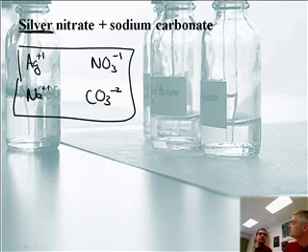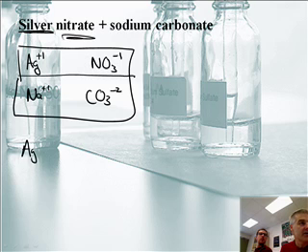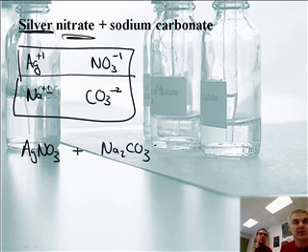Now, in this case, we've got to build the left and the right side. So we're going to put the silver with the nitrate. That puts the top together, and the charges add up. That'll be AgNO3. We'll go back and look at the states at the end. And then we'll do sodium carbonate. That'd be Na2CO3, because of the 1 charge and the minus 2 charge.